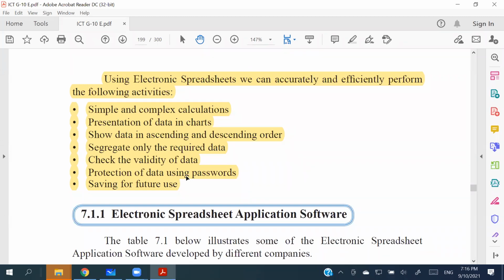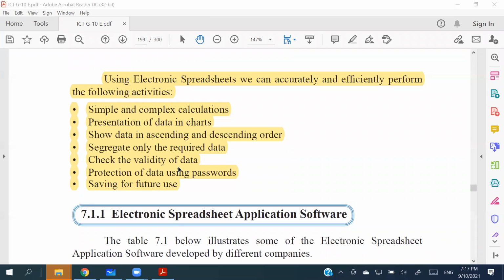Now, presentation of data in charts, as well as showing data in ascending and descending order, the chart presentation and the sorting part, is also possible with MS Word. But when you do that, you always refer to an Excel sheet, right? So it is basically an Excel or spreadsheet task. You will see how these things can be done very easily, because we are going to write simple and complex calculations on spreadsheets, and develop charts. We are going to see how things can be sorted on a particular spreadsheet, and segregate the required data.